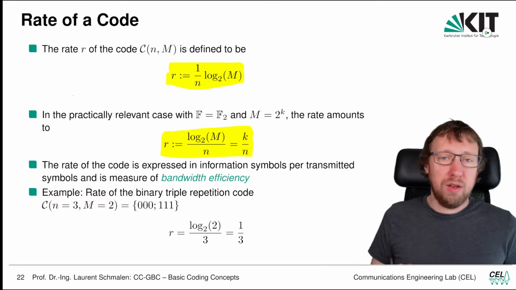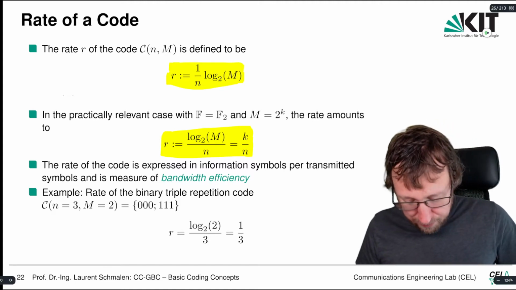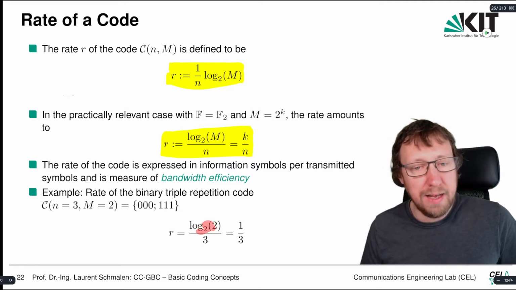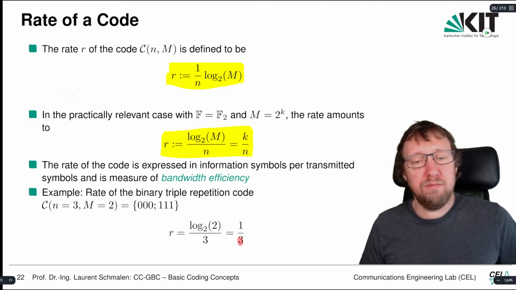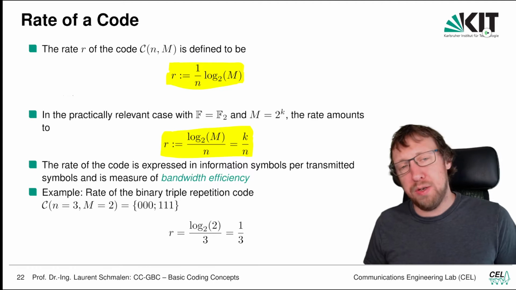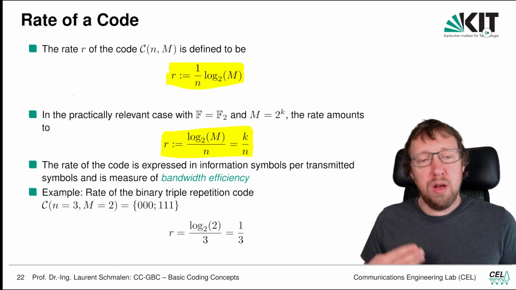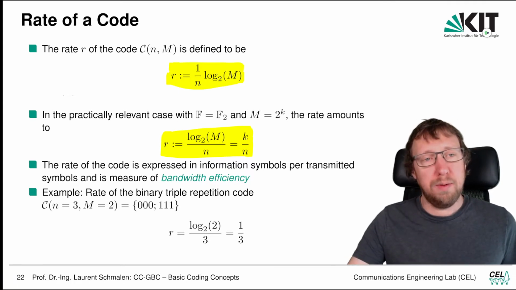If we go back to the example that we just saw, the rate of the code is log 2 of 2, which is 1, so k is equal to 1, over 3. So it's 1/3. Only 1/3 of the bits in our code word are actually information bits. The rest is parity. So we have a very low rate of the code, and we transmit a lot of parity bits.